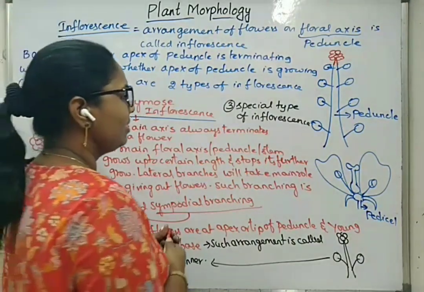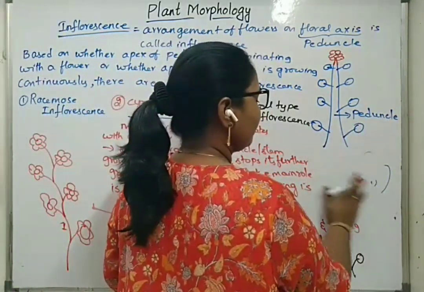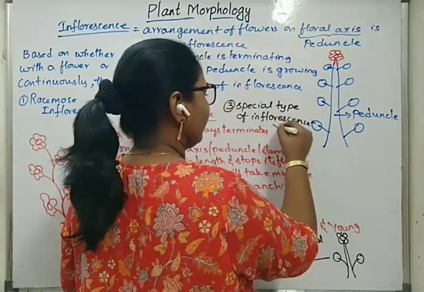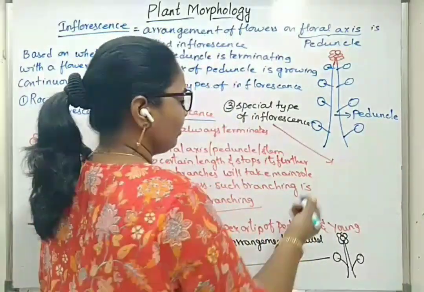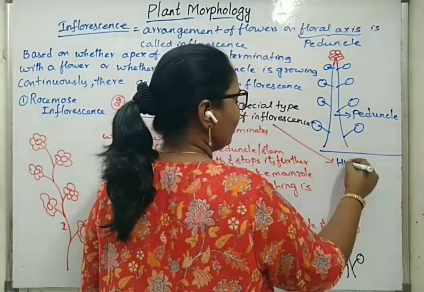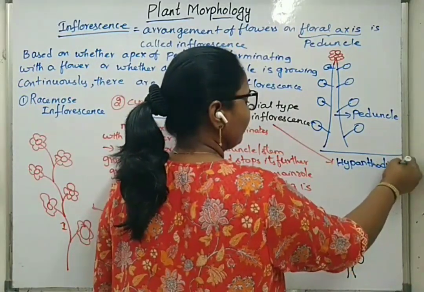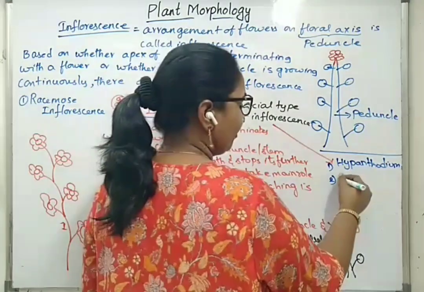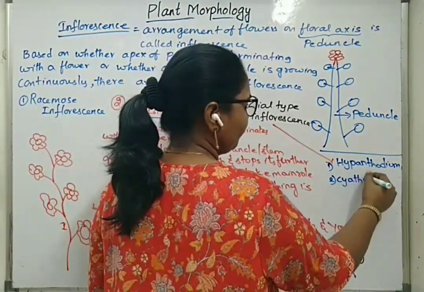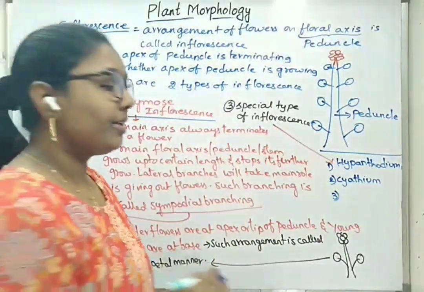Under special type of inflorescence, there are three other types. Under special type of inflorescence, we will read about Hypanthodium inflorescence. First one. Second one, Cyathium inflorescence. Third one, verticillaster type of inflorescence.